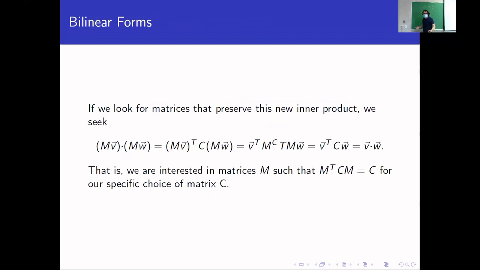So if we're playing this game where we want the matrix to preserve the inner product, we are no longer looking at M transpose M equals the identity. If our inner product now has this factor of C in the middle, and we want this inner product to be equal to this over here, what we're really saying is that M transpose times C times M should take you back to C. That's what we want to have.